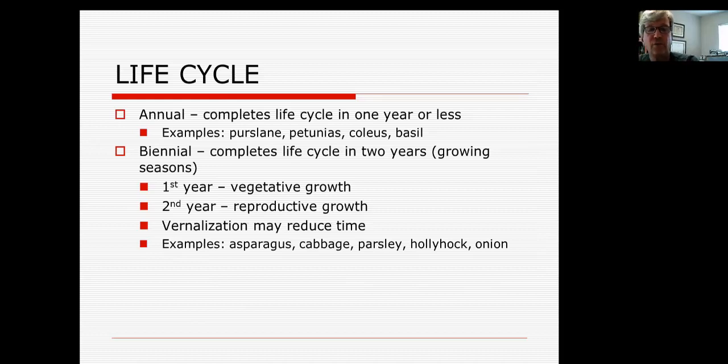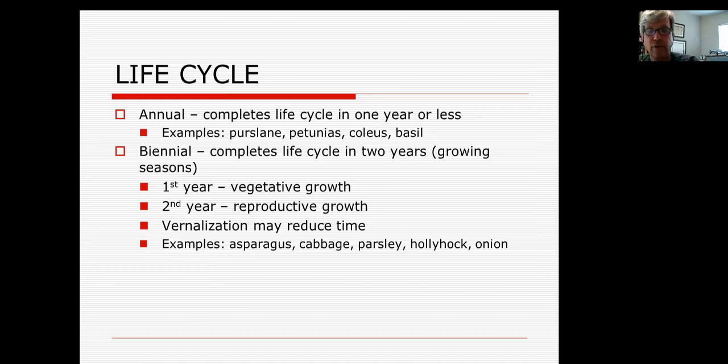Some things don't take two full years. Vernalization, which is a change in temperature, can be a cooling down period for a while, and then getting warm. That can cause some plants to think that it's gone through a complete, more than a year time frame. And so that can trigger going from vegetative growth into reproductive growth.